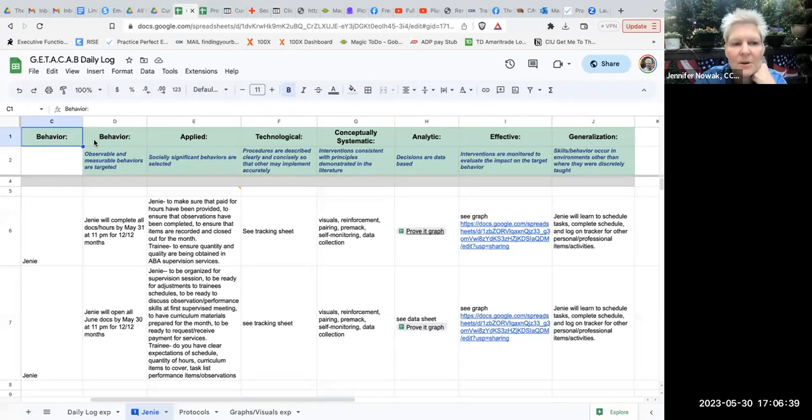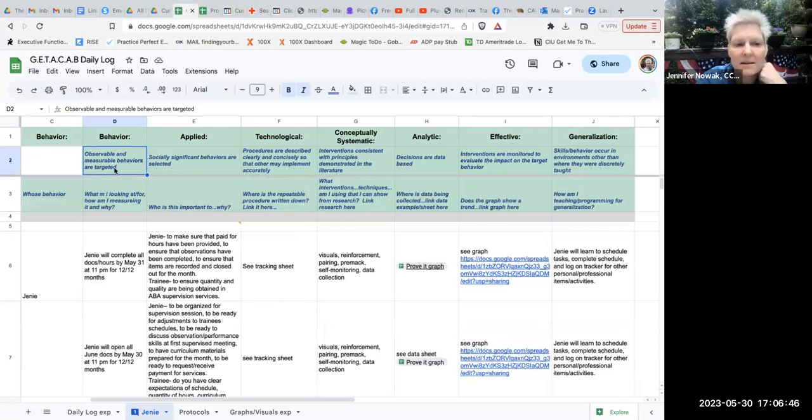So first dimension we're going to look at is behavior. The form gives you a question to ask yourself, right? The definition of behavior is that observable and measurable behaviors are targeted. So what I want to know is, what am I looking for or at, and how am I measuring it, and really for who? So this is going to be me. We're going to look at Jenny's behavior.